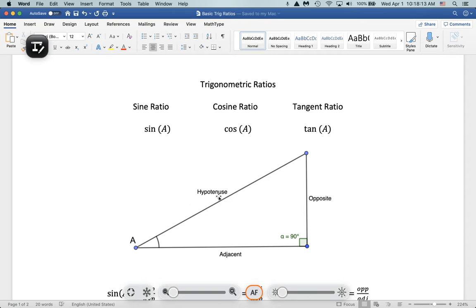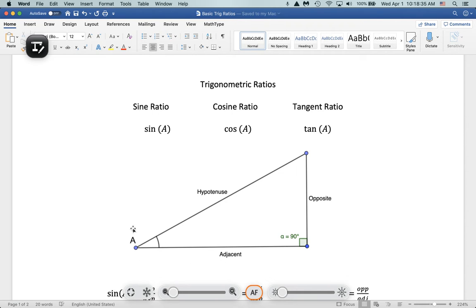So let's talk about what I mean by labeling the sides. In a right triangle, we have two sides that form a right angle. The third side that doesn't form the right angle is always called the hypotenuse, and it's always the longest. So the longest side, the side that doesn't make the right angle, is always called the hypotenuse.